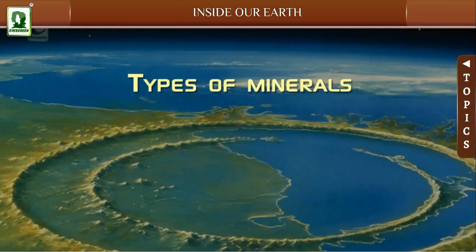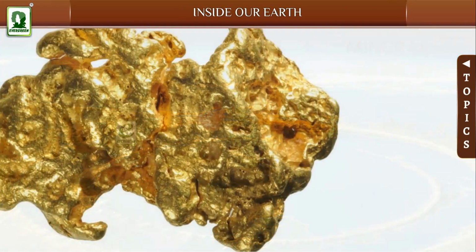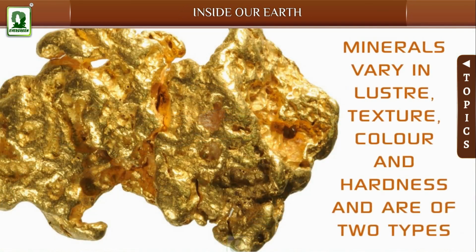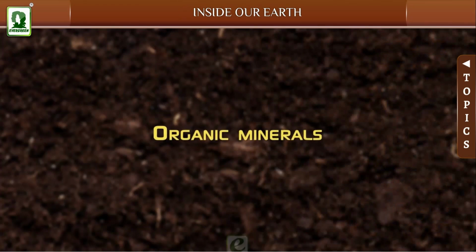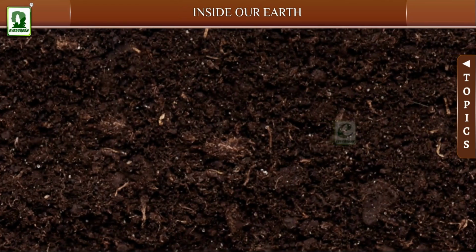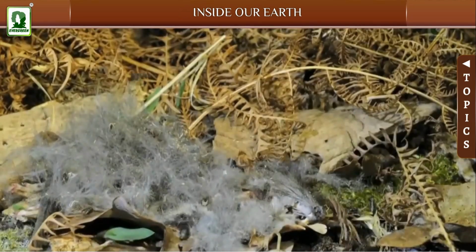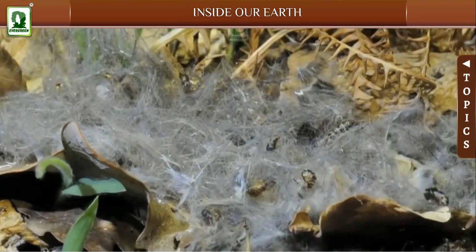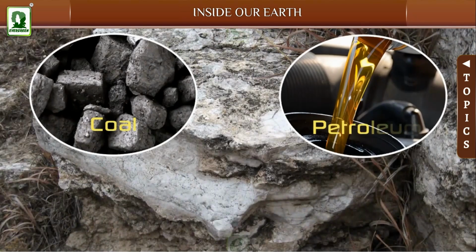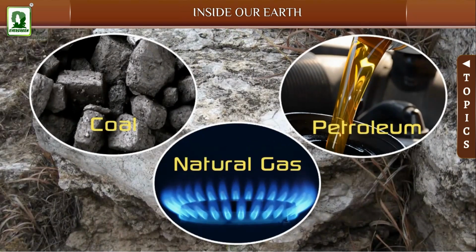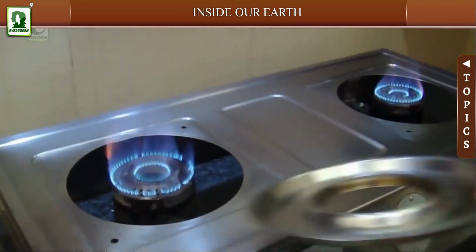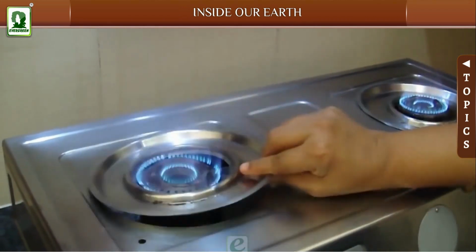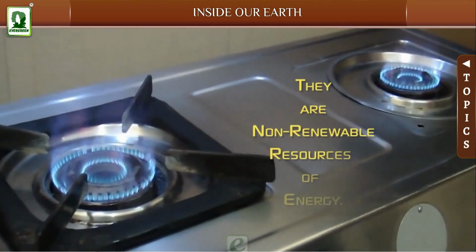Types of minerals. Minerals vary in luster, texture, color, and hardness and are of two types. Organic minerals. Minerals that are formed from the remains of dead and decomposed animals and plants trapped inside the earth long, long ago are called organic minerals. Coal, petroleum, and natural gas are examples of organic minerals. These minerals are important sources of energy and are also called fossil fuels. They are non-renewable resources of energy.